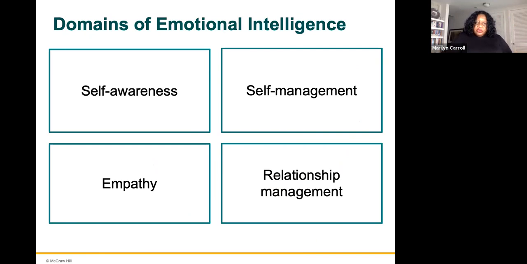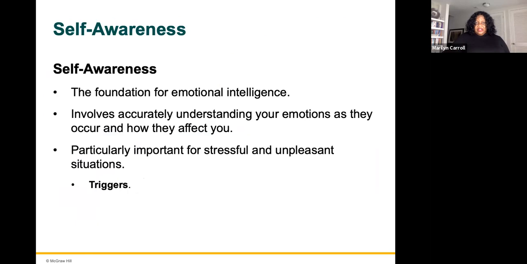Domains of emotional intelligence include self-awareness. Who am I? How do I react? What's going on? Then self-management of those things that you're self-aware of. Empathy and relationship management help us to build that. Our self-awareness and our self-management of ourselves help us to build relationships with others, because we know and have empathy for others because we're self-aware of our own challenges.